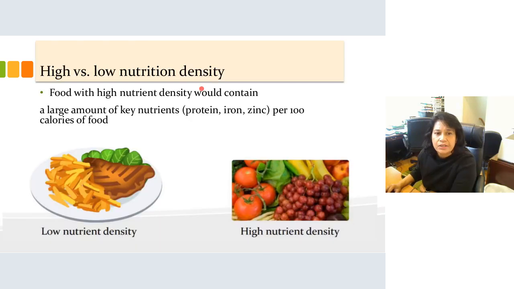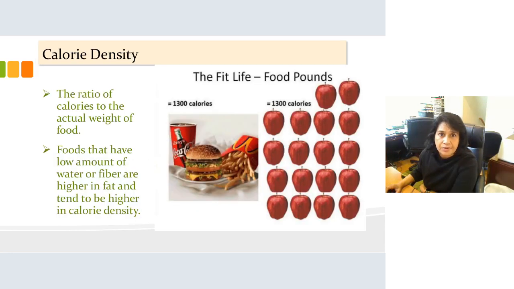So high versus low nutrient density. High nutrient density would mean that those foods contain a large amount of key ingredients, such as the protein, the zinc, and the iron per 100 calories of food, as opposed to your French fries and steak, which have a little bit of protein, but not too much else in terms of fiber and iron and zinc and all those other vitamins and minerals that we like to talk about. Along the lines, on the other hand, of calorie density.